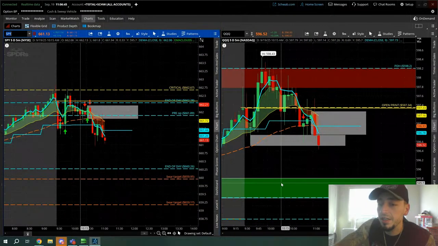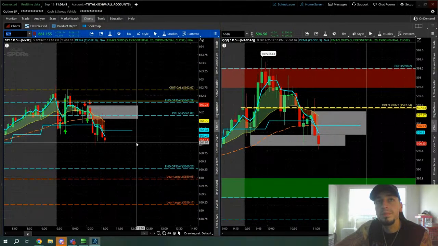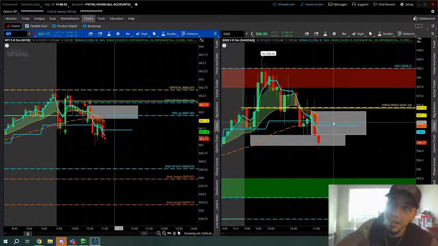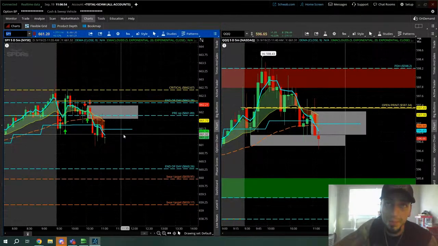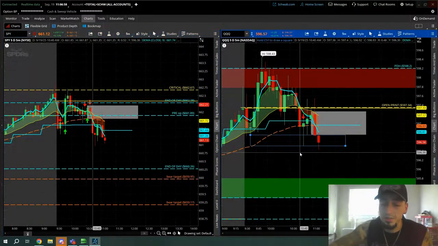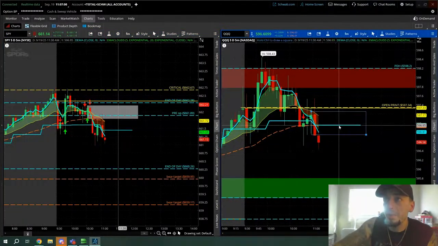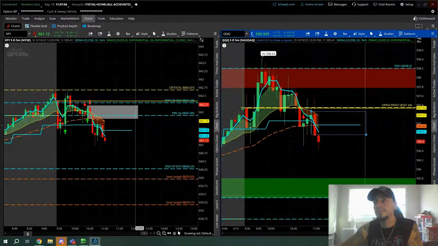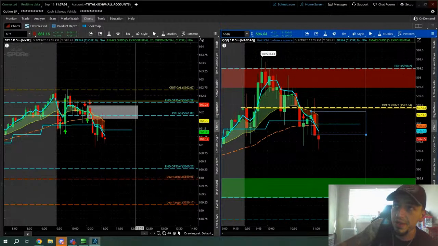Getting a little buffer here. I definitely could have held that trade a little bit longer, but you guys probably know why I didn't. These markets are trash. But we're making the best out of it. We're scalping the shit out of NQ. All right, let's see if we can get another entry here.